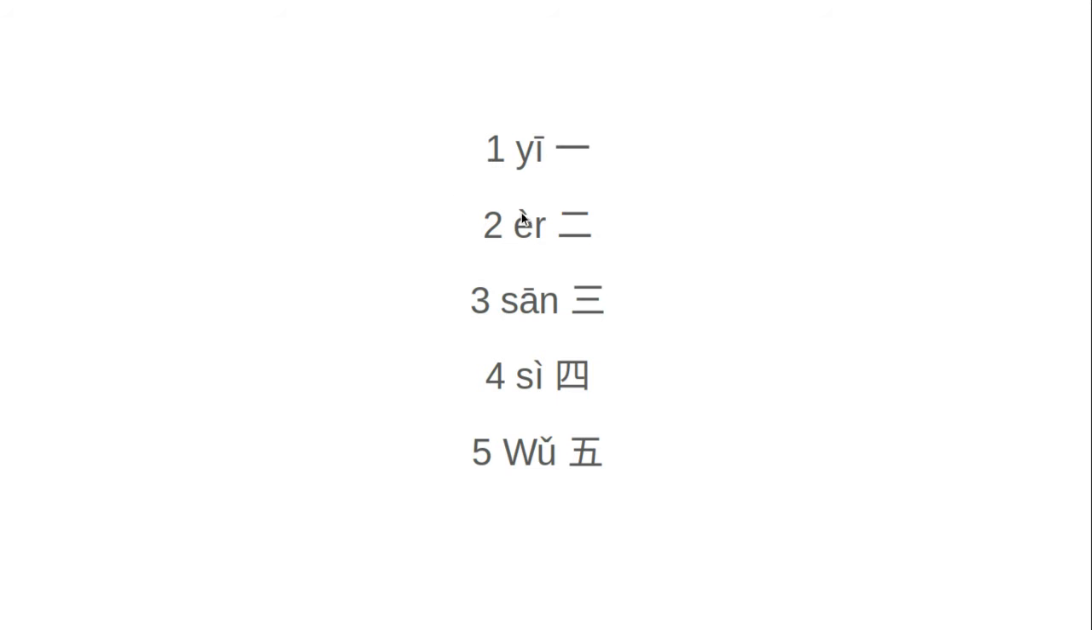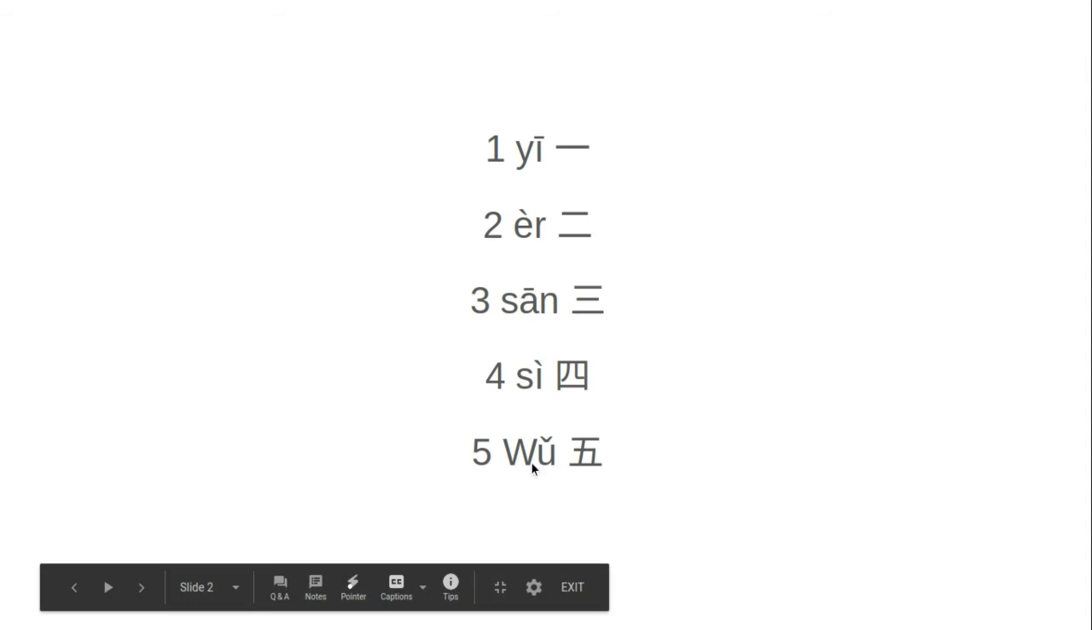Then we have this down mark, and that goes down. Er. So 2 and 4 go down, er, si, both down, and 1 and 3 are both flat. Yi, san, right? And then this next one, wu, number 5, it has a little bird, doesn't it, on the top, and it goes down and then back up.